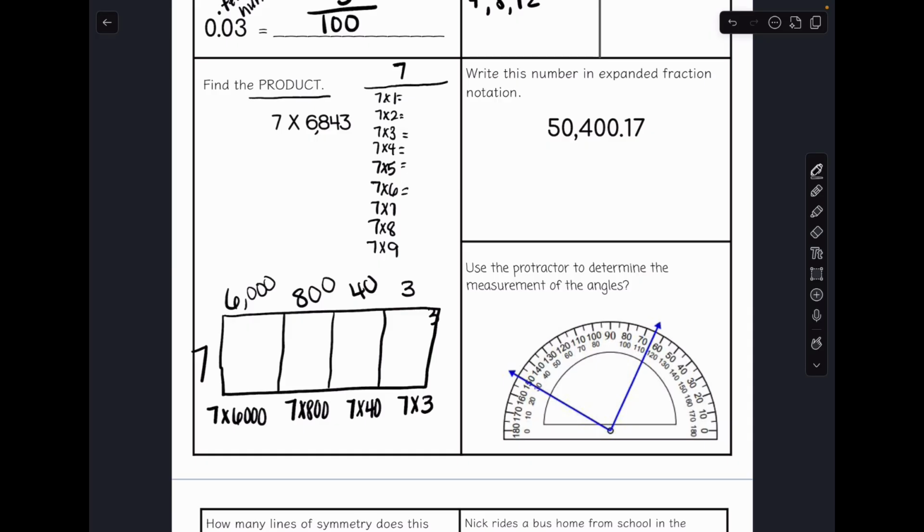I'm not going to tell you them because I really want you to practice those multiples. I know 7s are hard, but we can do it. Write down your multiples of 7, and then multiply using your area model. And then remember, after you figure out all of your partial products, we have to add them up.